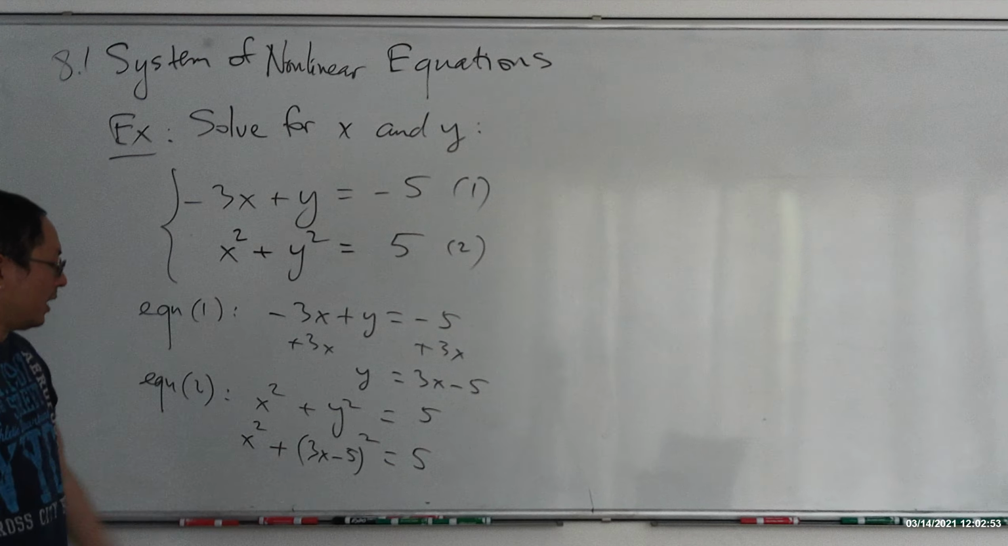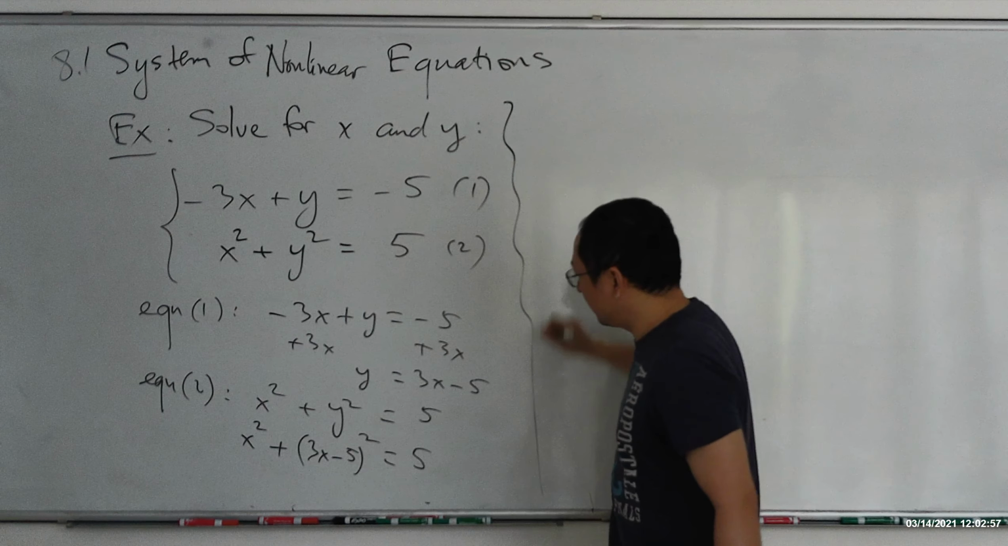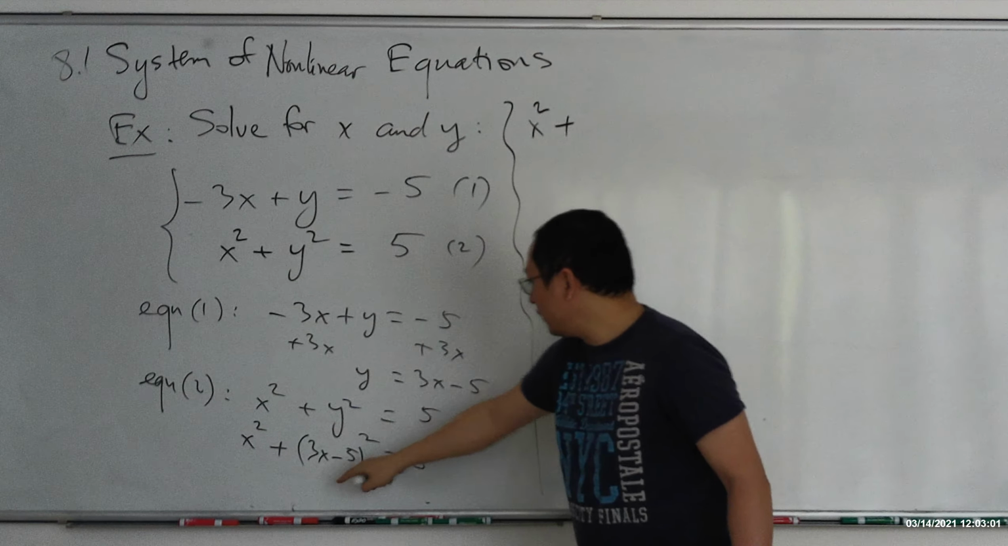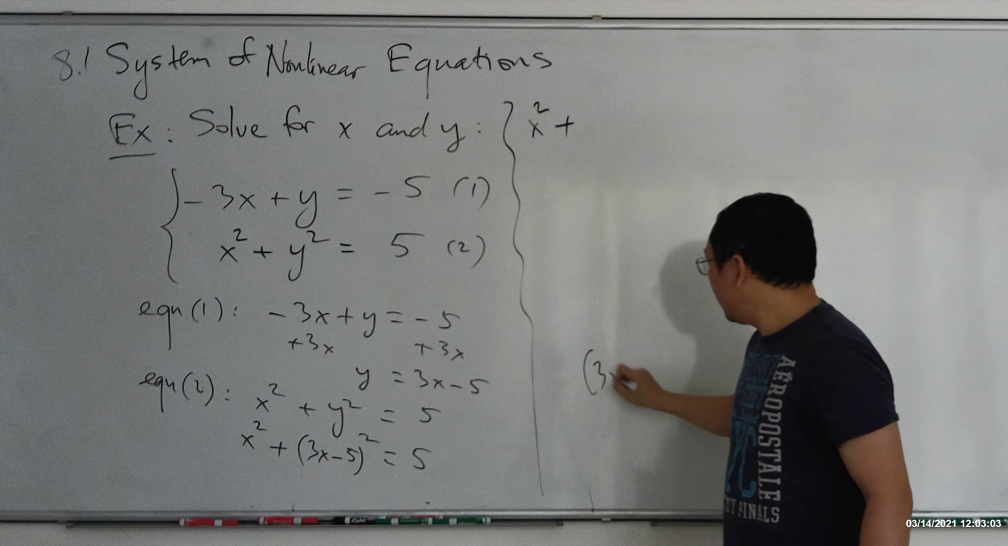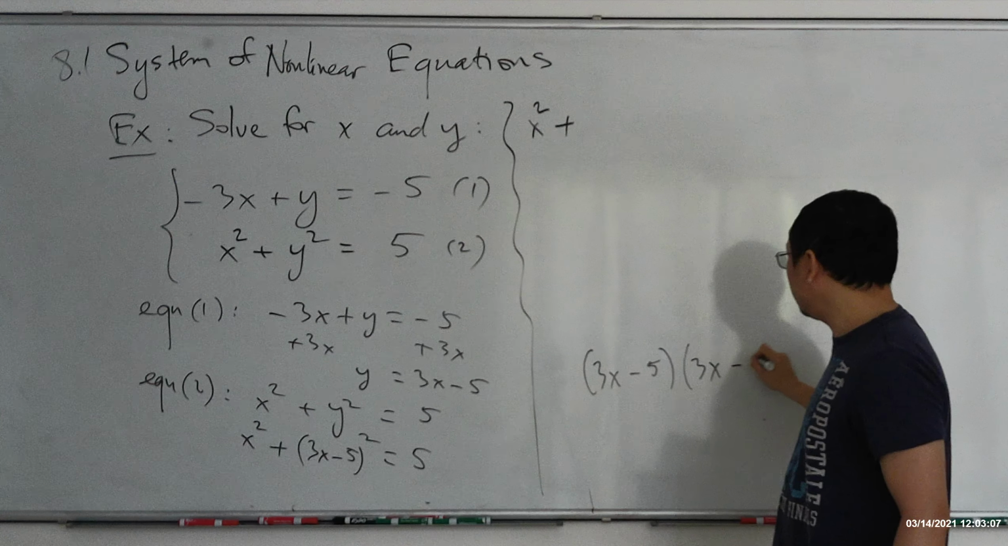No more y in my equation, and I can try to simplify this. Let's see what we got. x squared plus, I have to FOIL this out, right? So (3x minus 5) squared means (3x minus 5) times (3x minus 5).